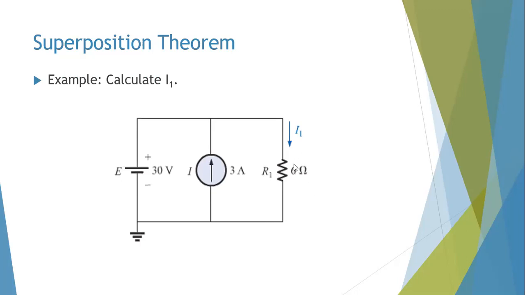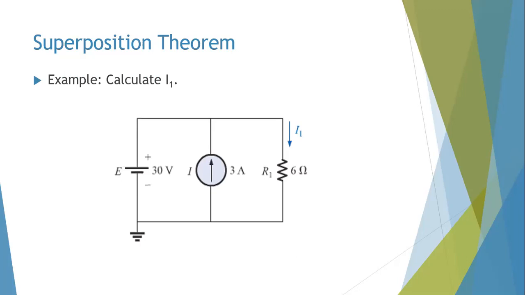So if you apply the superposition theorem, it means we'll consider one source at a time. If you want to consider the current source, let's say, then you have to remove the voltage source. How do we do that? We just short circuit it. If you want to consider the voltage source now, you have to remove the current source. So how do we remove a current source? We simply open circuit it. Remember the analysis we did earlier.